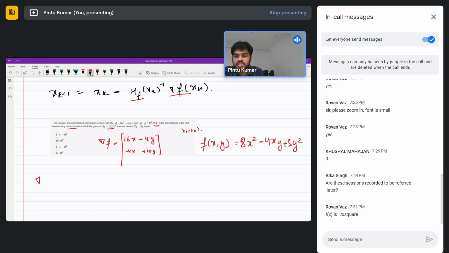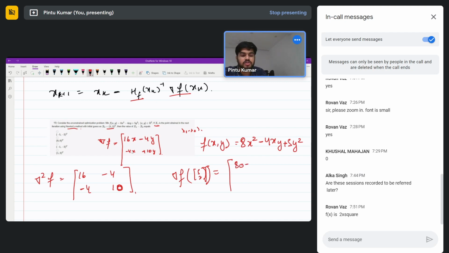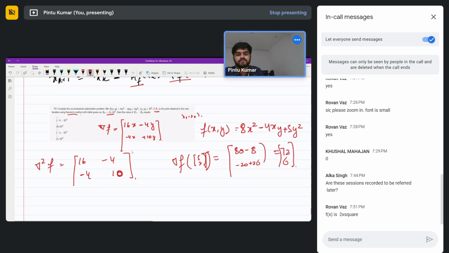Now what is the Hessian? The Hessian would be 16, minus 4, minus 4 and 10. This is what you will obtain as your Hessian. And now the gradient at the point that is given to you, that is 5, 2: 80 minus 8, and minus 20 plus 20. This is 72 and 0.